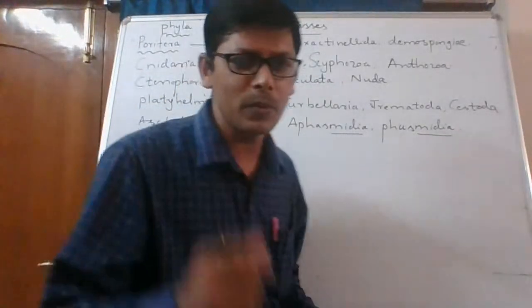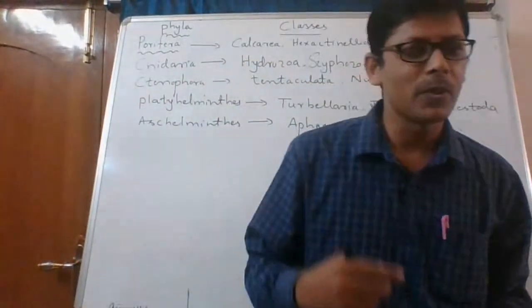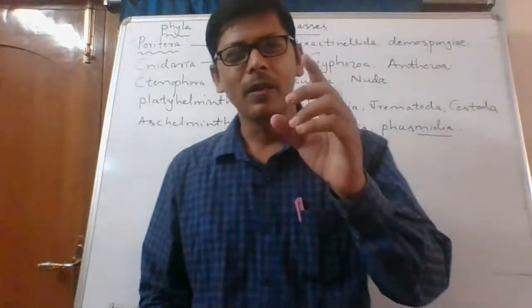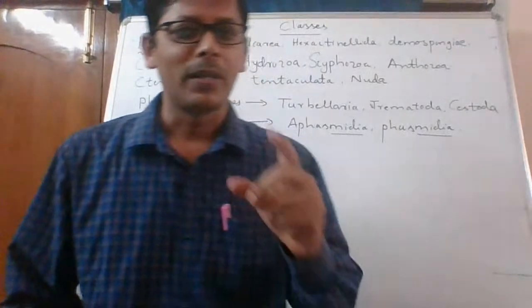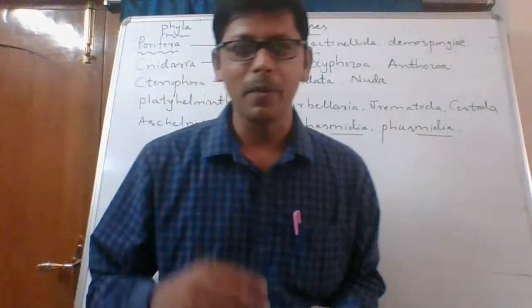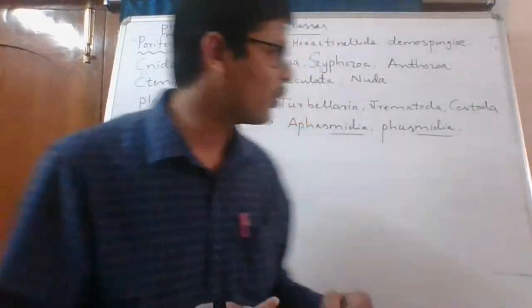Calcary hexagonal demospongia, hydrozoa, skypozoa, anthozoa, tentaculata, nuda, tentaculata, nuda, turbillary trematoda, cestoda, turbillary trematoda, cestoda.